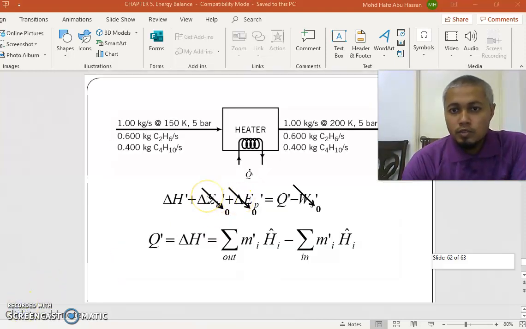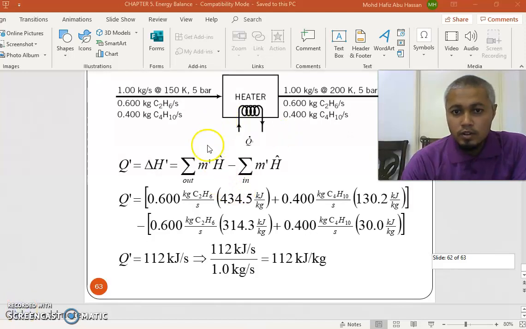Okay, so how to solve this question? It's very easy. Since we don't have kinetic energy, no potential energy, and no work done by the shaft, we only have H equals Q. So Q equals delta H. Since we need to find Q, we can look at the change in enthalpy: summation of outlet enthalpy minus the summation of inlet enthalpy.